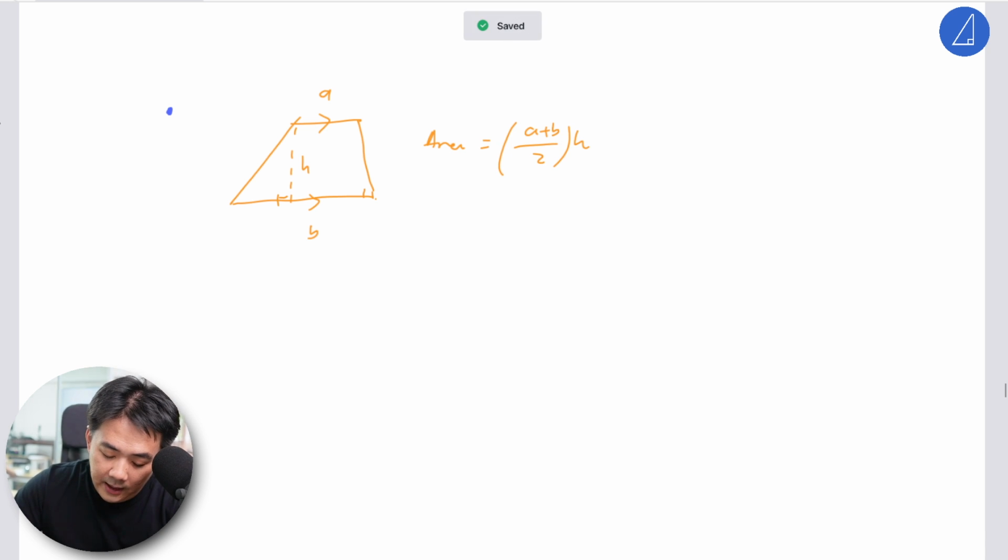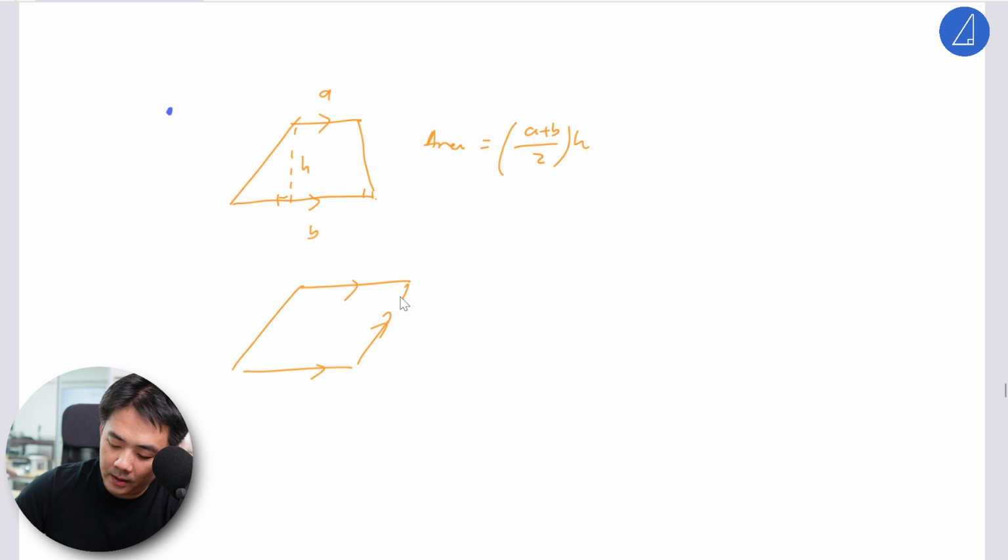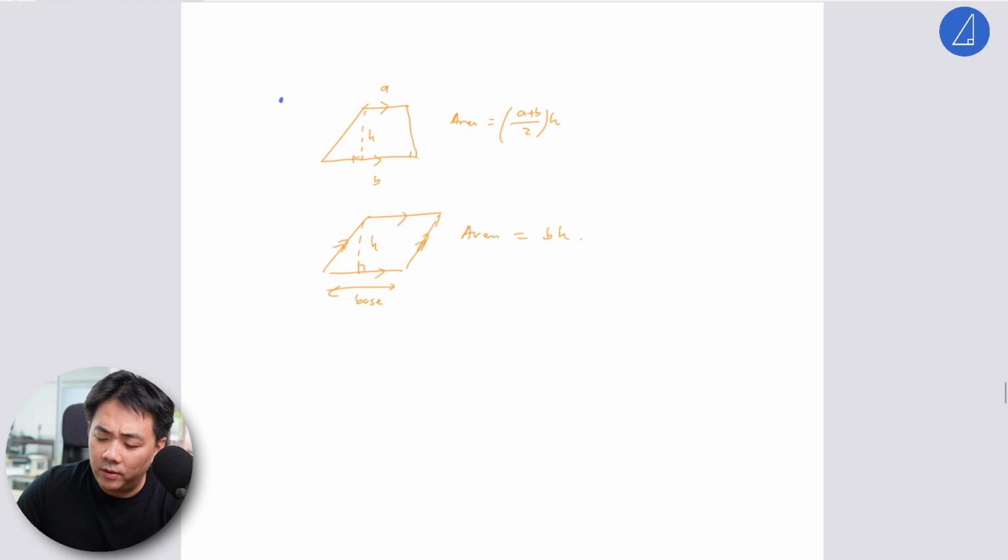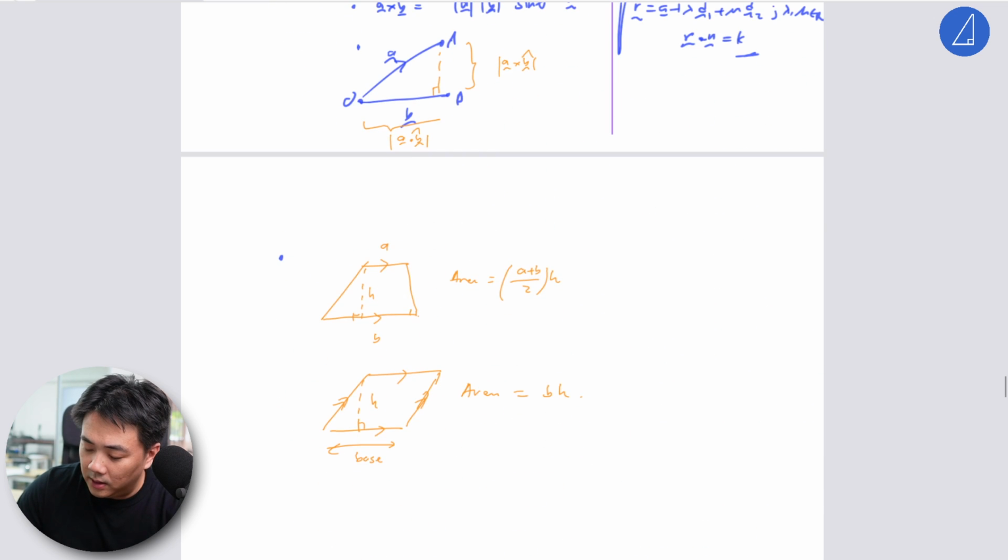Okay, then also area of parallelogram. It's very simply just base length times height. So the area is just the base times height. That's all. Okay, so that's that. Then area of sector we covered already. Yeah, so I think this one generally it is.